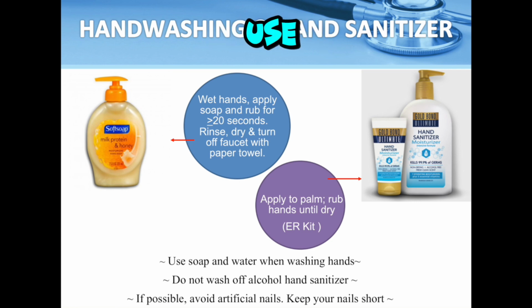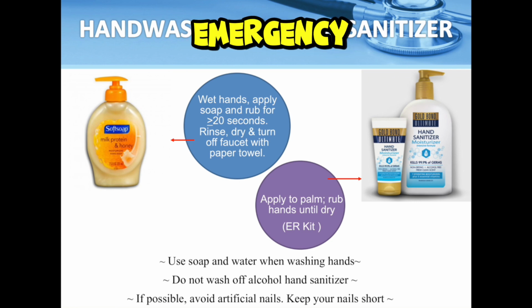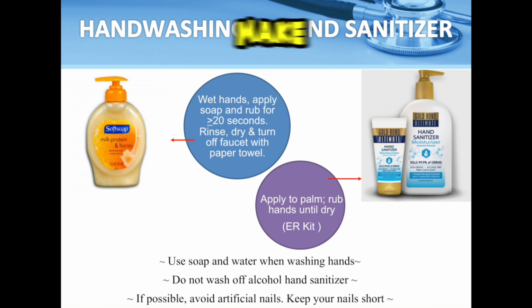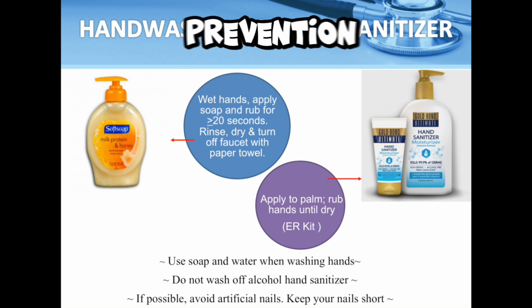You can also use hand sanitizer as an emergency kit. Just make sure that you don't wash it off or wipe it after you use it, and make sure that your hands are not visibly dirty. I will also suggest that you avoid artificial nails and that you keep your own nails short. That's the best way to maintain infection prevention.